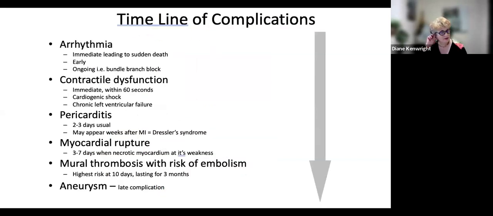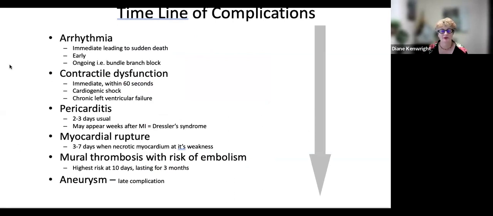And just to help you think about it again, this is the timeline. It's important when you're looking after people after an MI that you recognize when people go off what it might be. They're unlikely to have an aneurysm, for example, in the acute period. So here we go: immediately arrhythmia and contractile dysfunction, pericarditis, rupture at 3 to 7 days, highest risk of mural thrombus around 10 days but lasting for a long time, aneurysm as a late complication, and also heart failure.